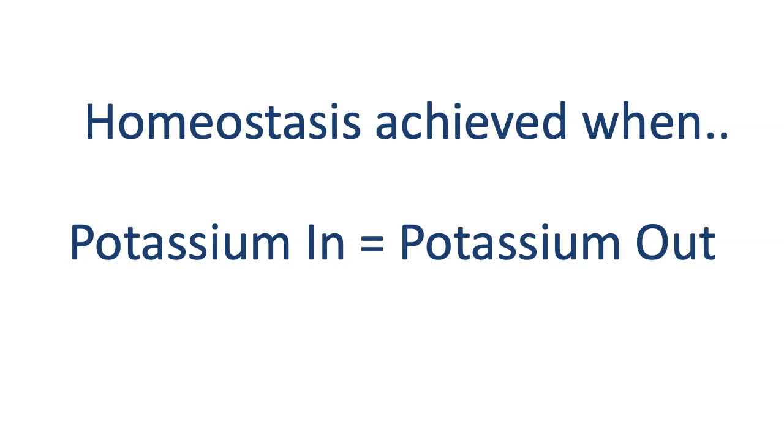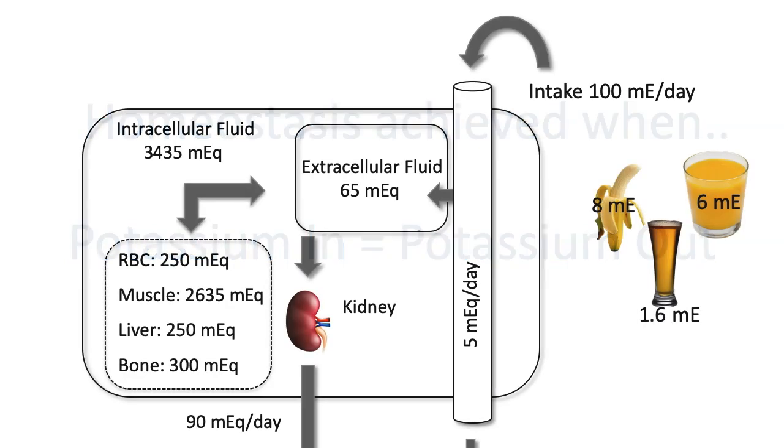And so for potassium balance, homeostasis is achieved when whatever goes in equals the amount that goes out. And so we get problems when the potassium that is going in does not equal the potassium going out. So I want you to keep the balance concept in mind. So in normal situations, this is what normal potassium balance looks like.